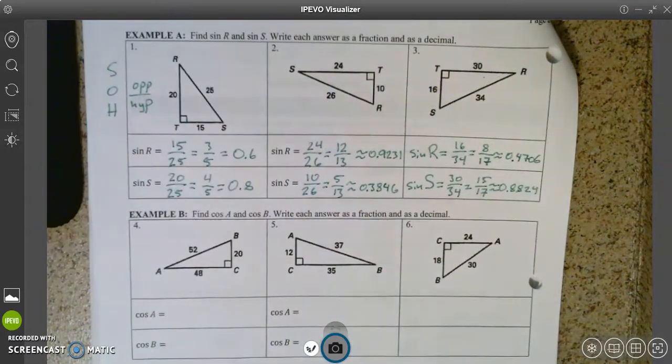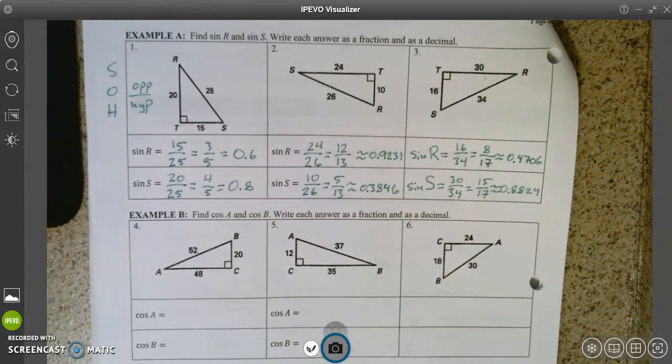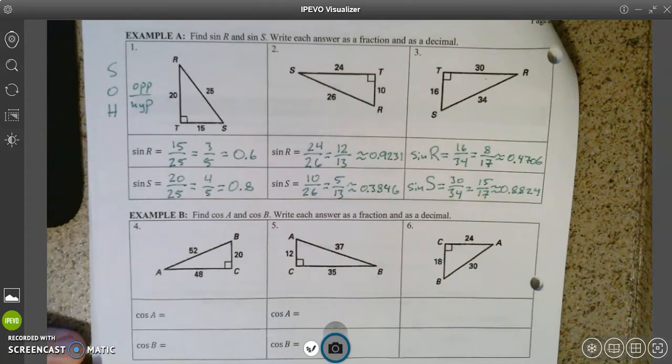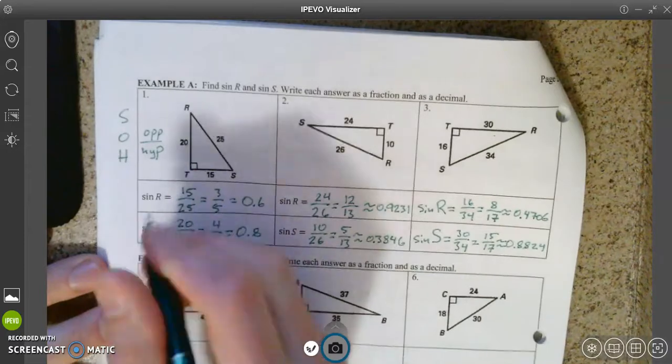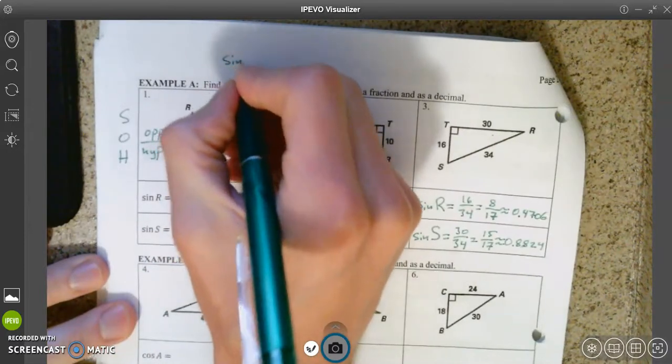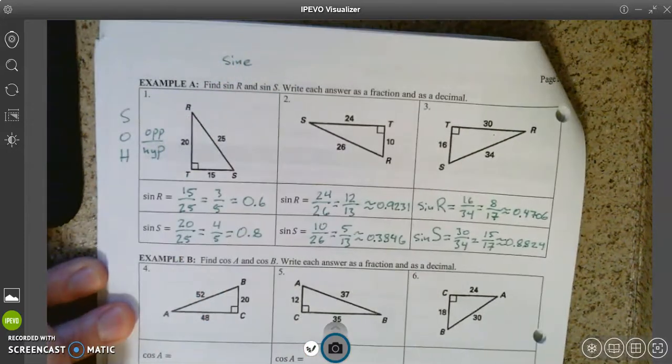0.8824. That's sine. And notice I'm saying sine. It's sin to call it sin when it's really sine. So this is sine. It's actually an abbreviation. It's a very silly abbreviation, but it's an abbreviation for sine.